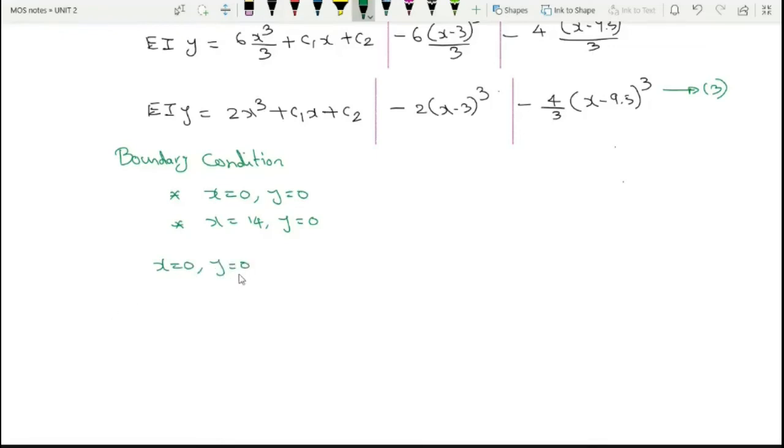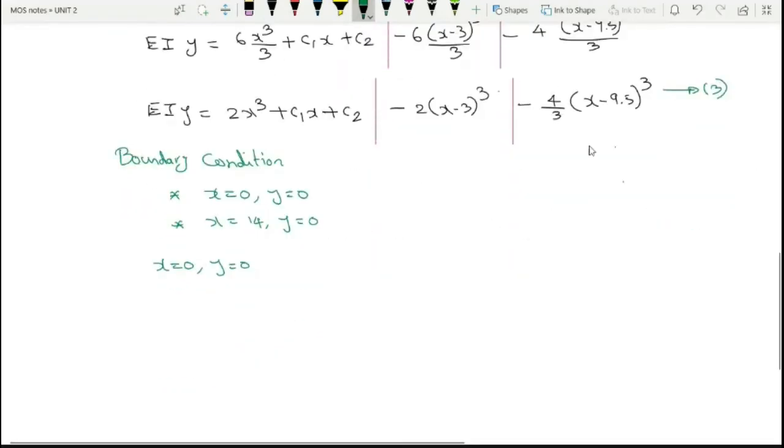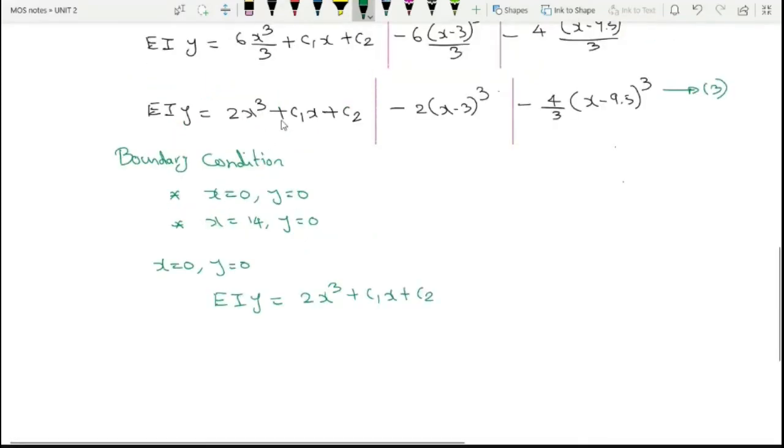So I have a y term here, which means I have to use equation 3 because that is having y, right? Equation 2 only has dy by dx, which is slope. So I'm going to apply only equation 3. In equation 3, according to the boundary condition, I have to change my equation. So x is 0. What will be my equation? My equation will be EIY is equal to 2x cube plus c1x plus c2. That's it. Because when x is equal to 0, when I substitute, this will become zero.